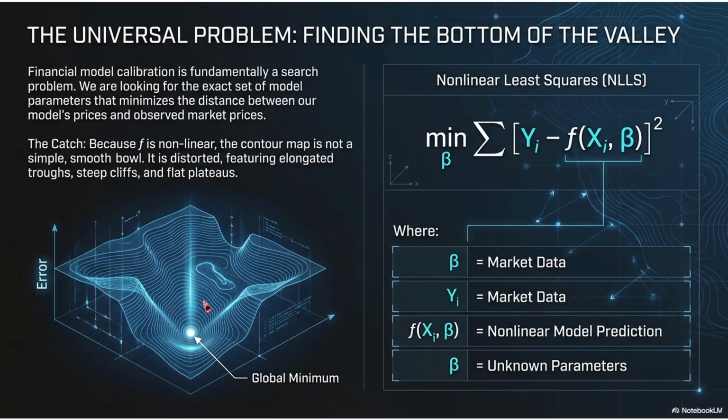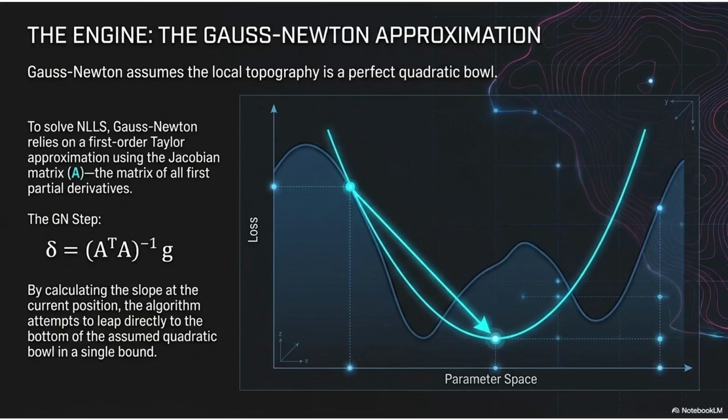It is distorted, featuring elongated troughs, steep cliffs, and flat plateaus. So to navigate this, our starting engine is the Gauss-Newton approximation. Gauss-Newton simplifies the problem by assuming the local topography is a perfect quadratic ball.